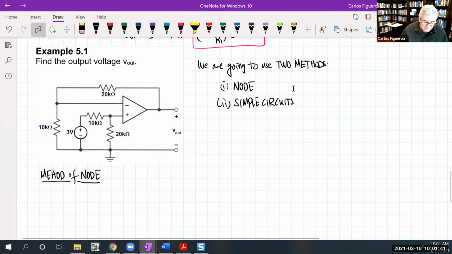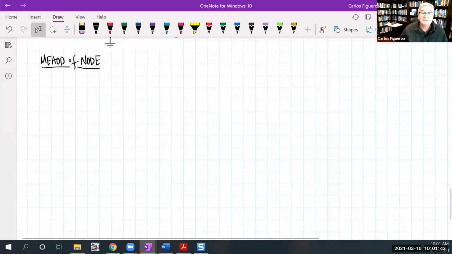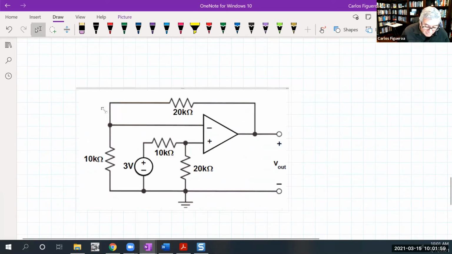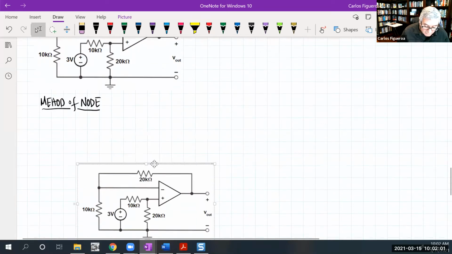So here we go. Let's go up here and set this up. The first thing we want to do, when you're looking at the method of node, is go in and identify your nodes. And it's a good idea to start with the counting.